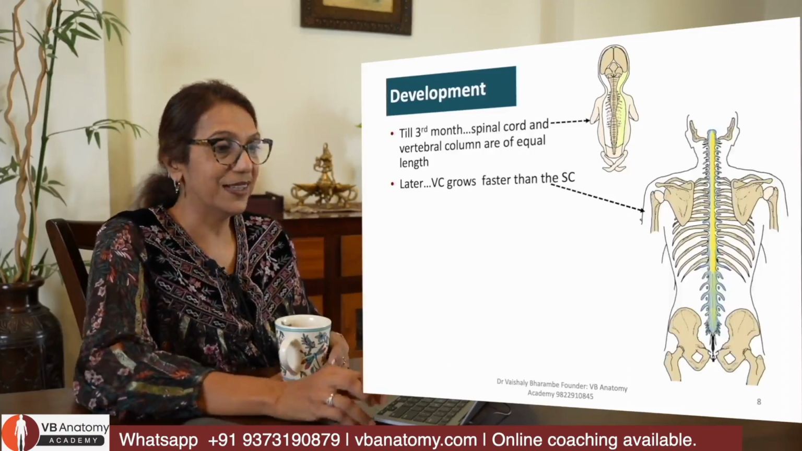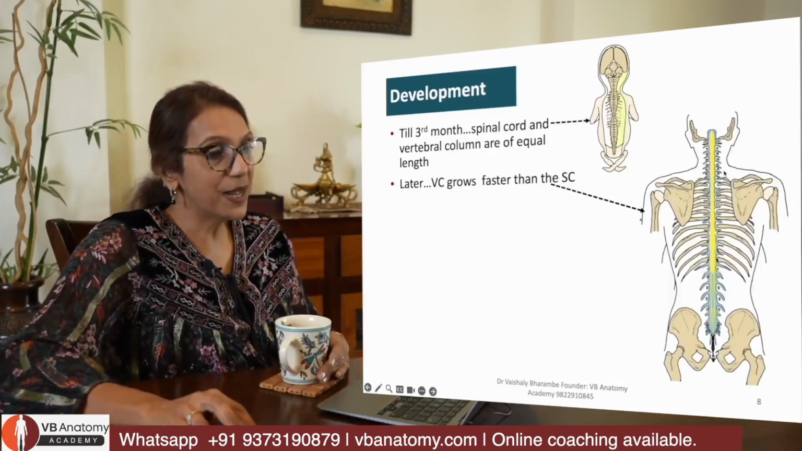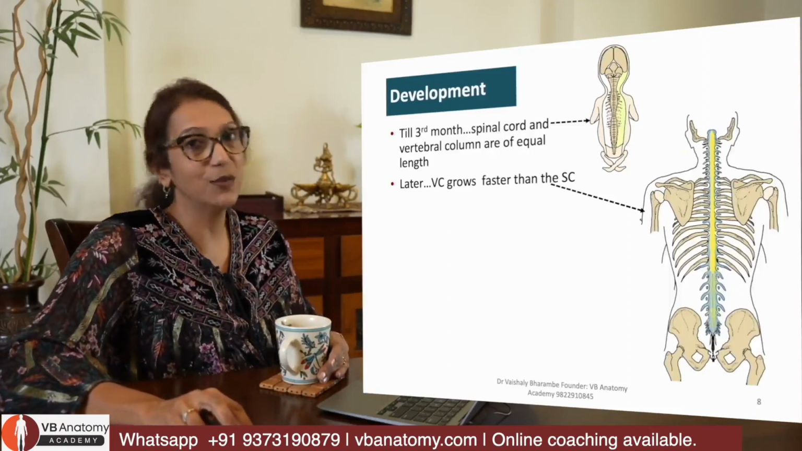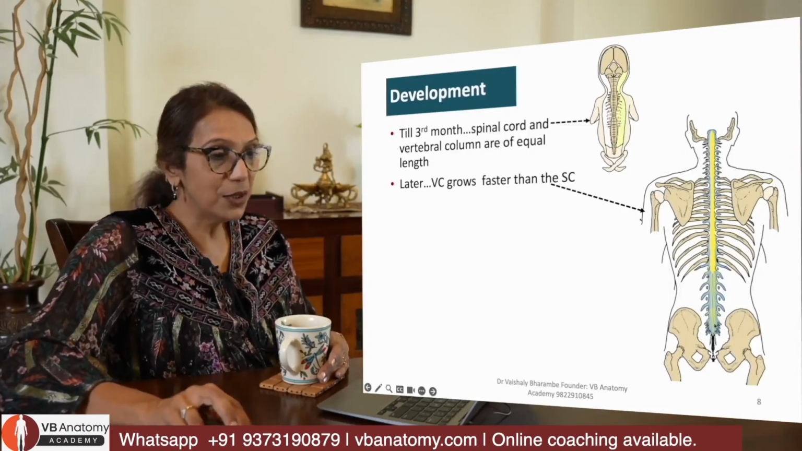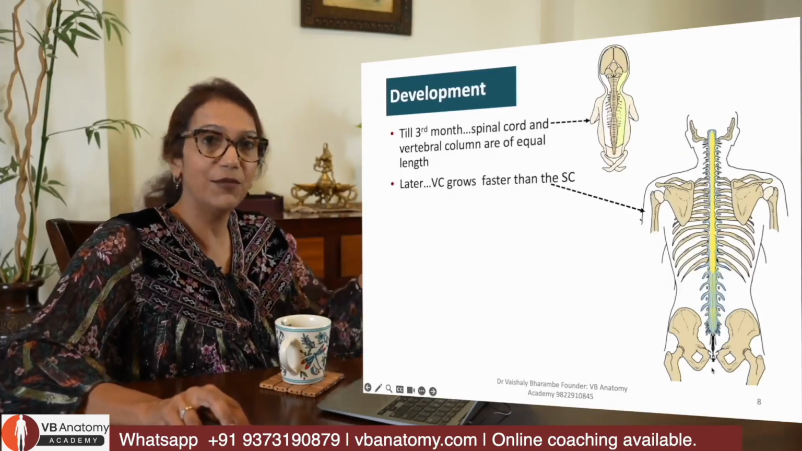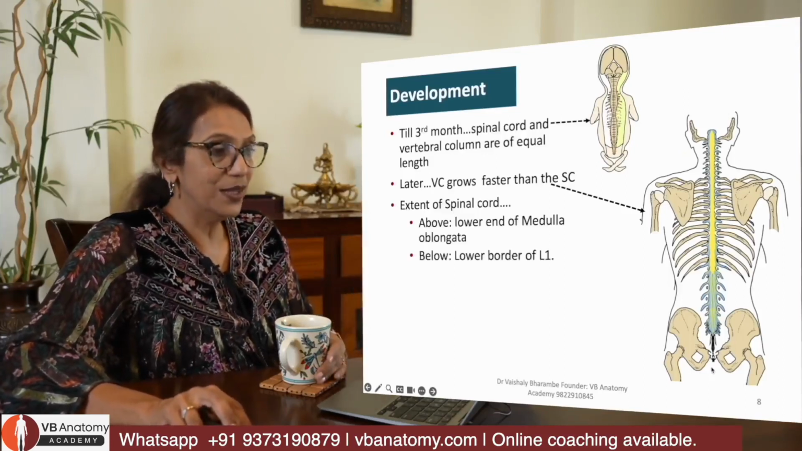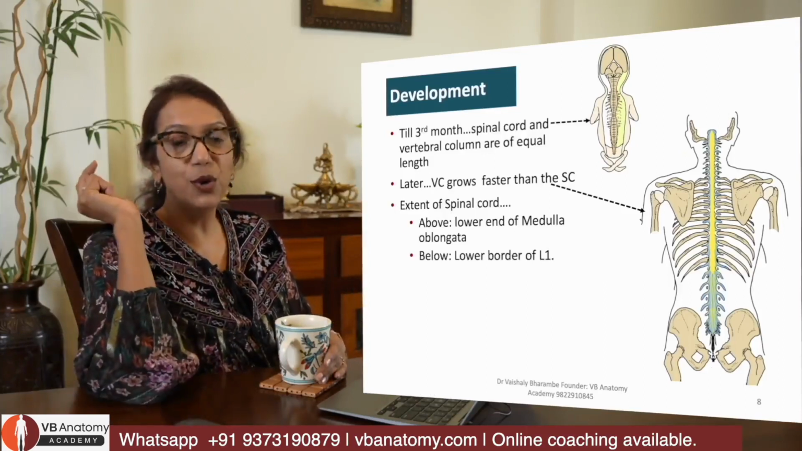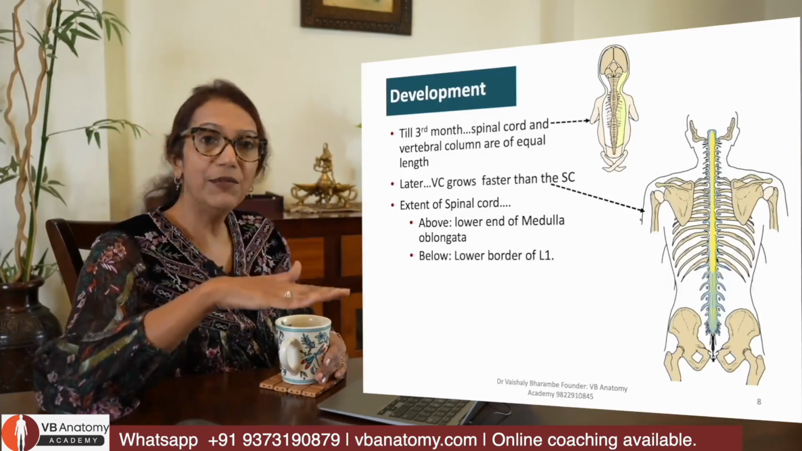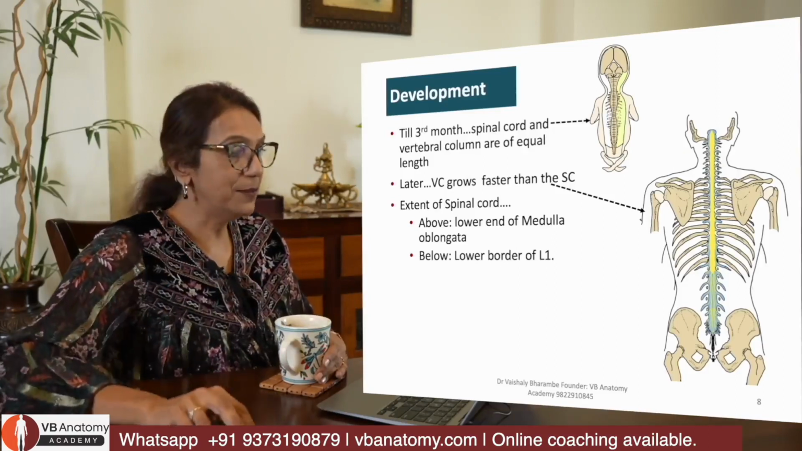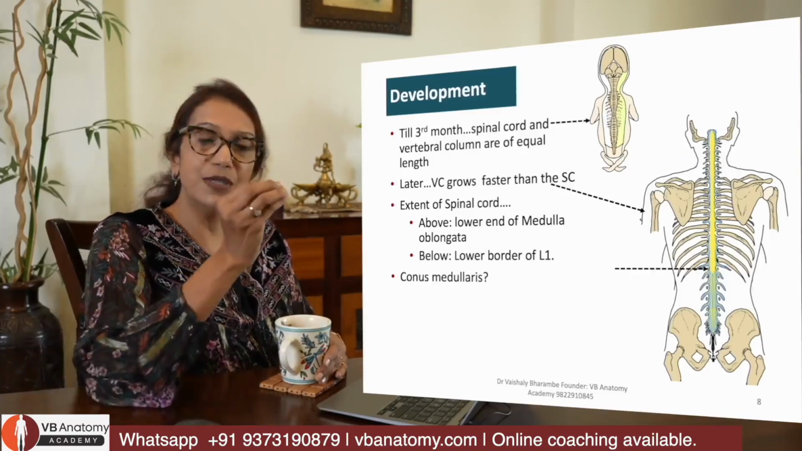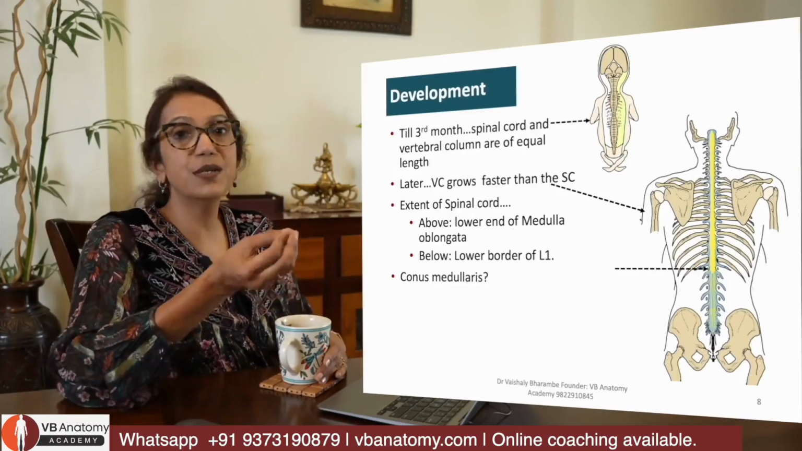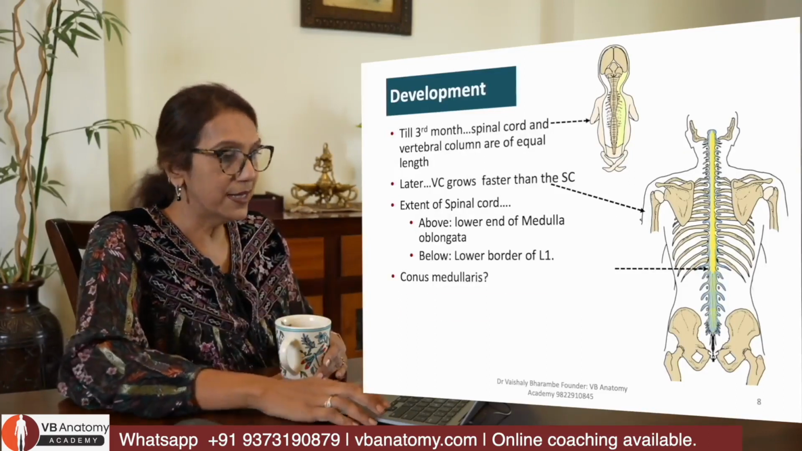So take a look. Can you see that here? The spinal cord is almost stopping at the level of the lower border of L1 vertebra, whereas the vertebral column is extending right down till the level of the coccyx. So your spinal cord therefore extends upwards to the medulla oblongata, lower to the level of the lower border of L1. The lowermost tip of your spinal cord is tapering and narrow and is called the conus medullaris.